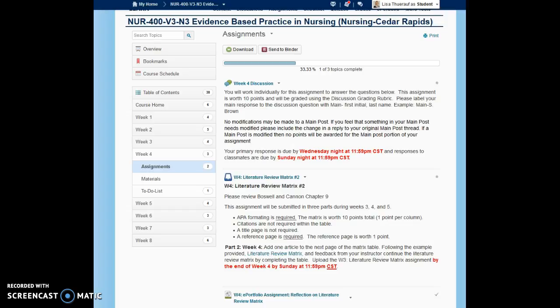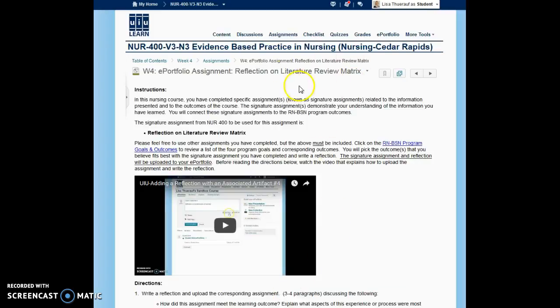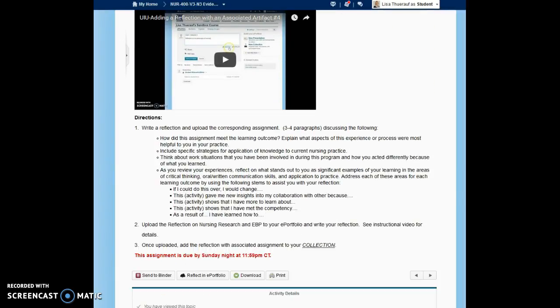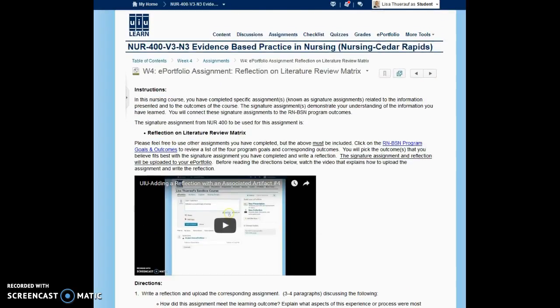And then you are going to do your ePortfolio assignment. You have 2 ePortfolio reflection assignments in this course. The first one is here in week 4, related to the literature review matrix. The instructions are the same as in past courses, and there's also the video. There is also all the information you need to have in it. Remember that you need to upload the reflection and the assignment, graded. It'll be ungraded probably, or graded. You'll at least have the first one graded, but graded or not doesn't matter.